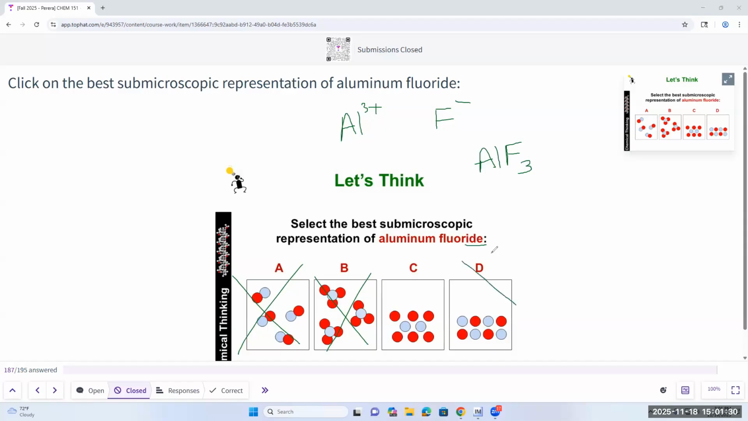Now, therefore, I'm going to eliminate option D as well. Why? There, the ratio between the gray ions and the red ions is 1:1. For every 1 gray ion, we have 1 red ion, right? Therefore, that doesn't match. Therefore, the correct option must be option C. Now, you can see there, for every 1 gray ion, we have 3 red ions. Therefore, that matches with the ratio in our ionic compound. Therefore, the correct answer is option C.